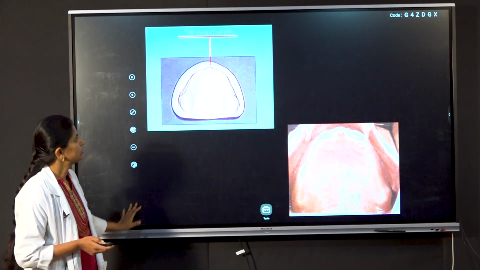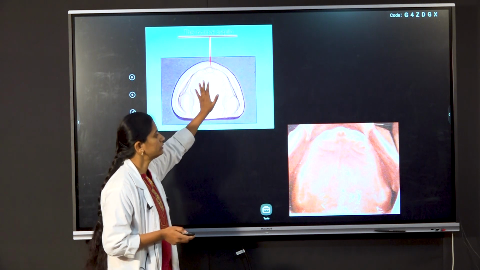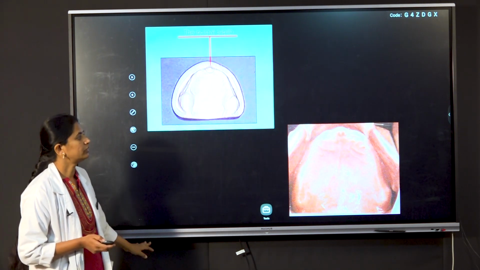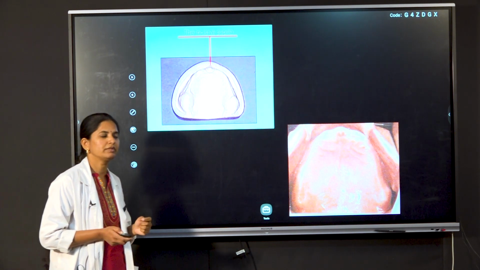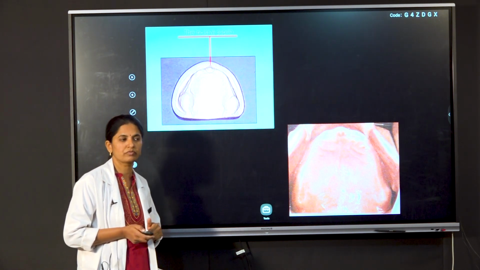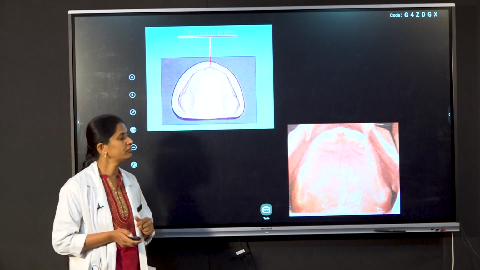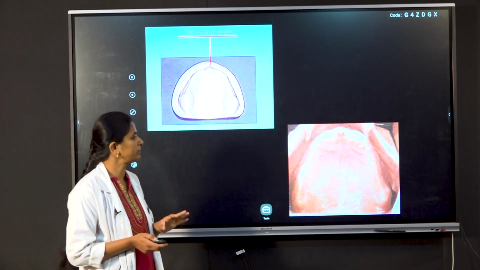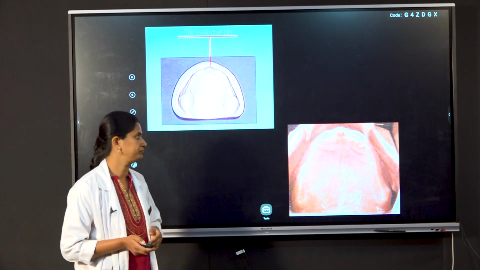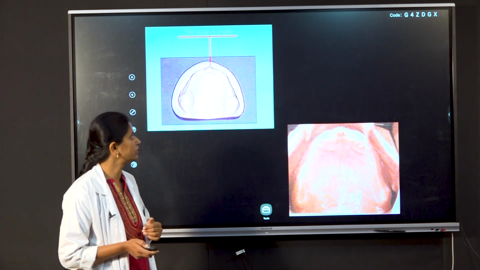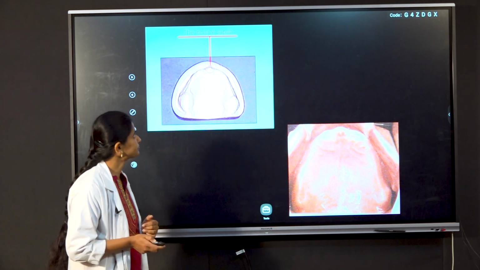Incisive papilla. This is the incisive papilla. Here it covers the incisive foramen. Through the incisive foramen, the incisive nerves and vessels emerge. So when you compress the incisive papilla, it leads to necrosis and paresthesia of the upper lip. That is the reason we need to give proper relief over the incisive papilla.